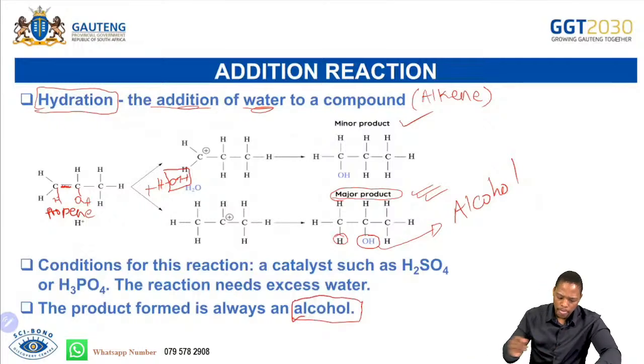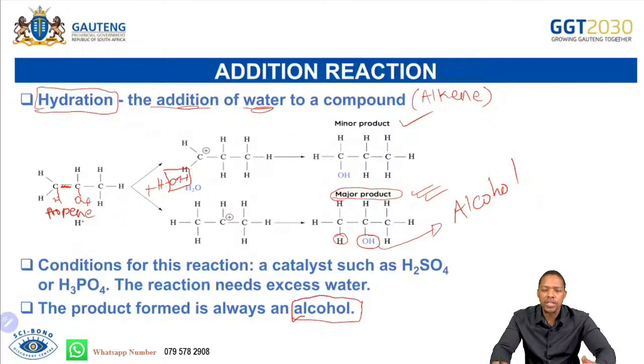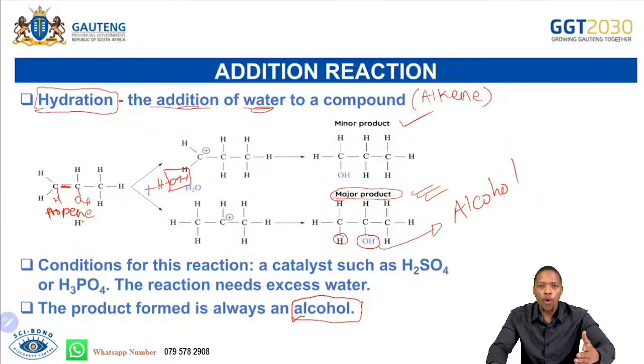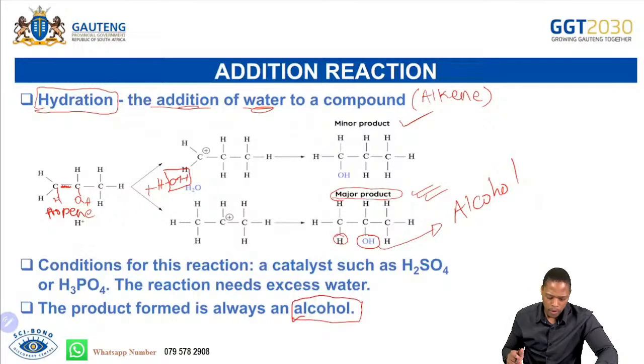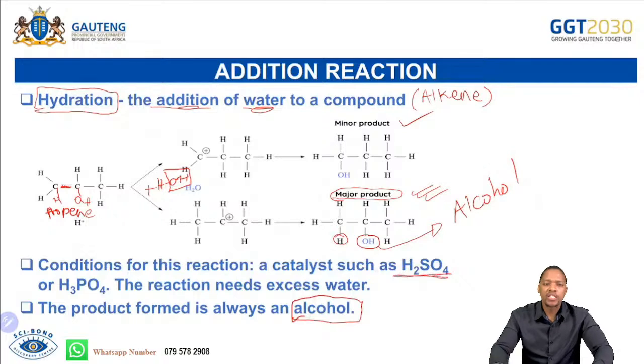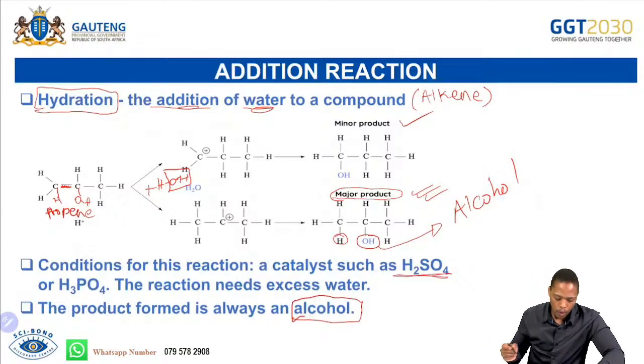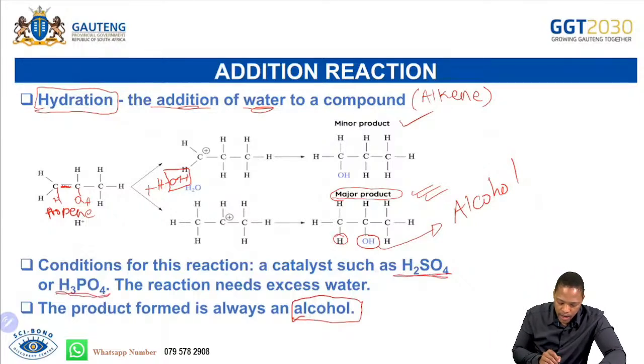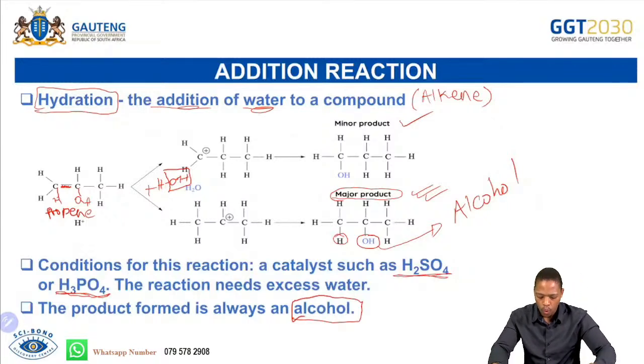Okay? So what are the conditions for this reaction? Well, this reaction again needs a catalyst. Like we were talking about the first reaction, hydrogenation. It needed a catalyst. What did you say a catalyst is? This is the substance that speeds up a reaction, in general that makes the reaction faster. Okay? Or increases the rate of reaction. We can maybe put it like that. What type of catalyst could be used? Well, we can use sulfuric acid, H2SO4, or phosphoric acid, H3PO4. These are the two catalysts that could be used.